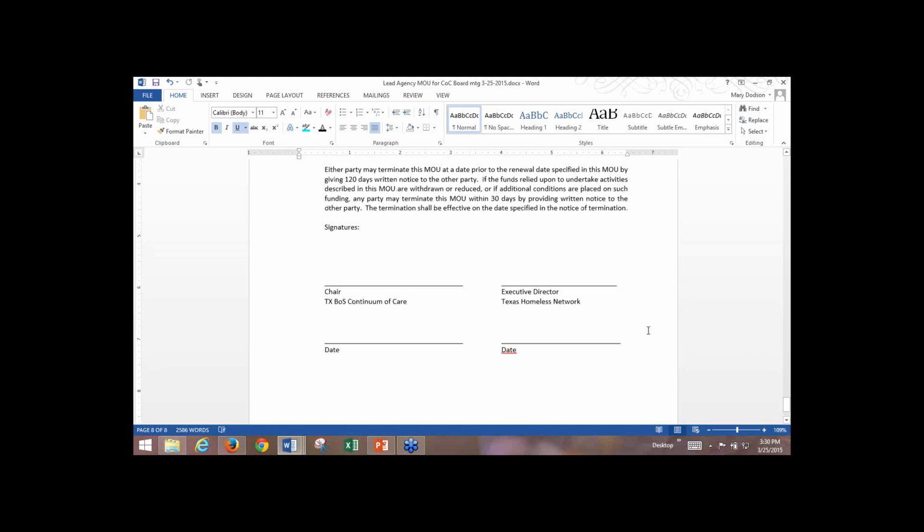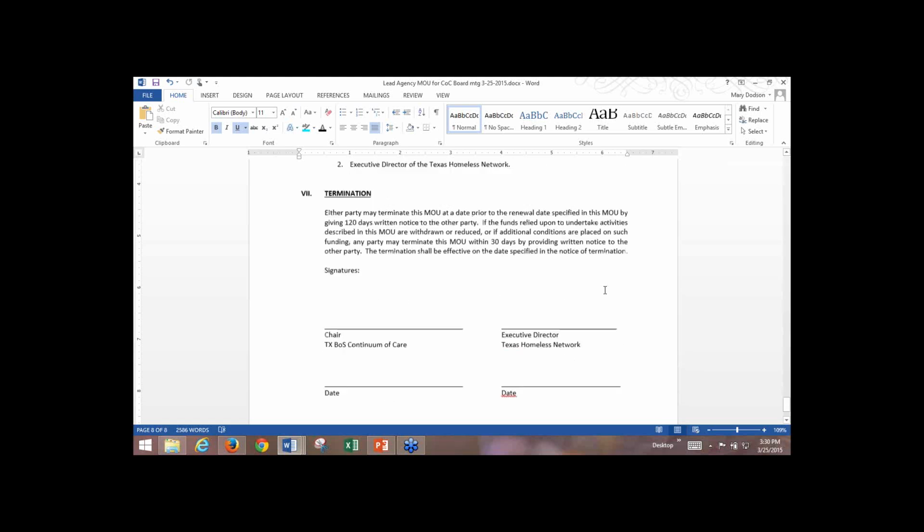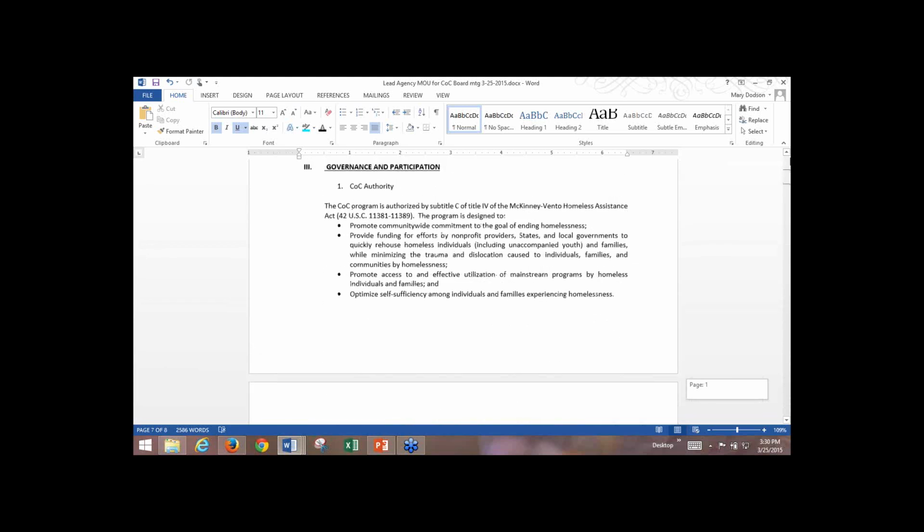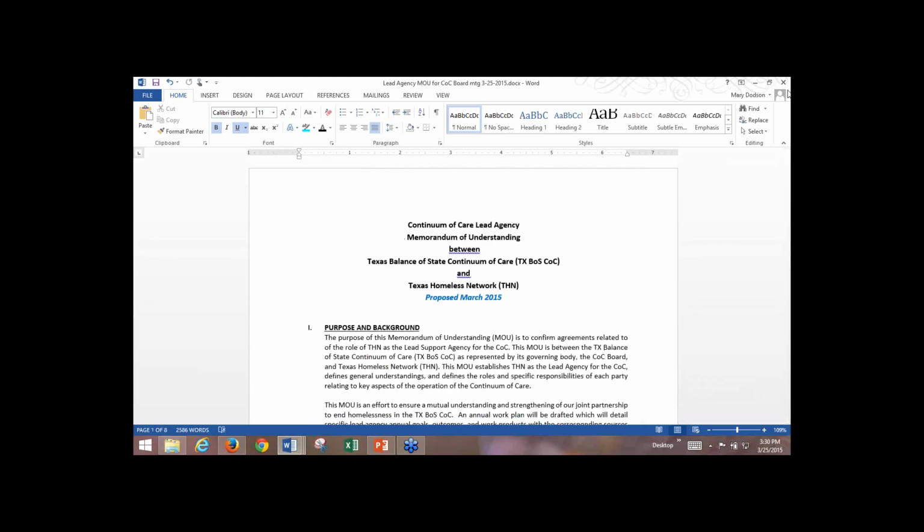And as Eric said, the THN board, in fact, approved this, and so now we are bringing it to you for your approval. I skimmed through that very quickly. I hope if you are interested in that, that you've had some time to look at the one that was posted online. So any questions about the MOU between the Texas Balance of State COC and the Texas Homeless Network?